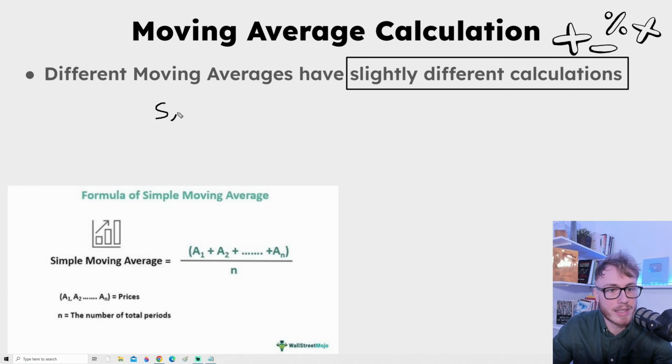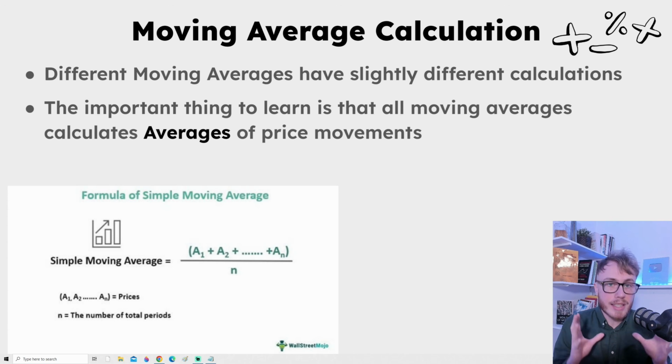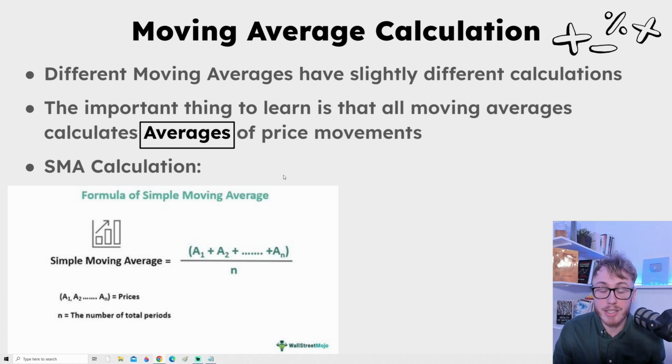So for example, the simple moving average is not exactly the same as the exponential moving average. The reason why these moving averages are behaving slightly different is because, of course, they are calculated in slightly different ways. But the important thing to learn here is that all moving averages, as you can hear in the name, calculate averages of price movements. And to understand this, let's take a look at a very quick calculation of the simple moving average.